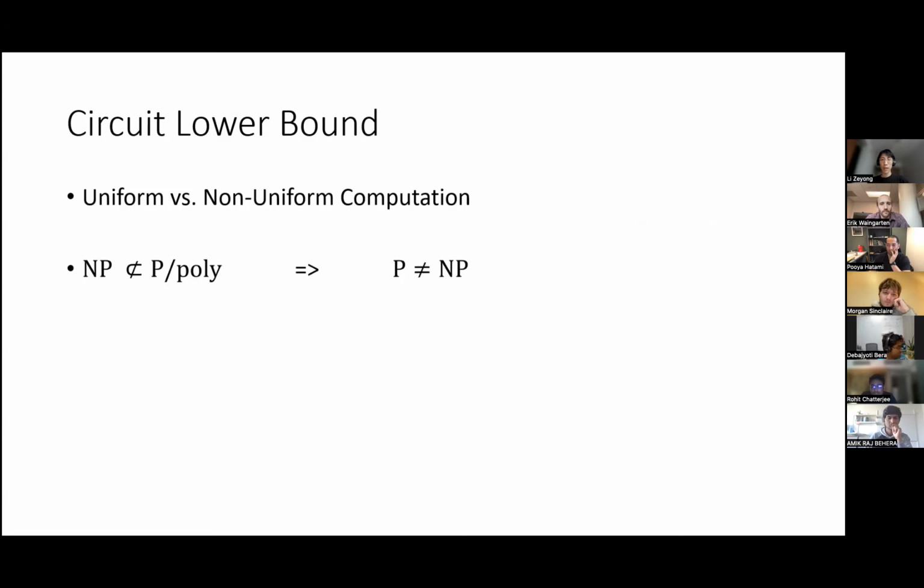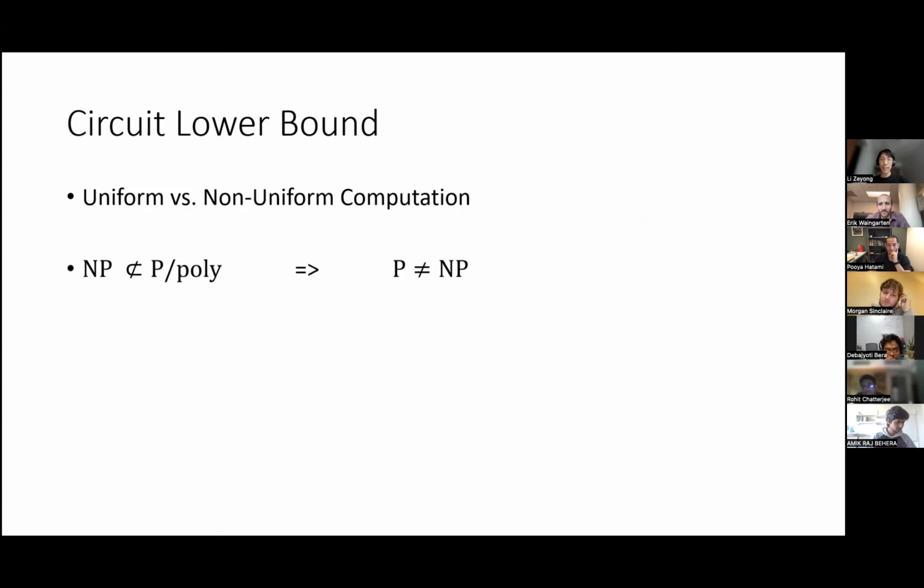So let me start by motivating the study of circuit lower bounds. At a very high level, it studies the difference between uniform and non-uniform computation, say, Turing machines versus circuit families. And there will be very good consequences if we can prove very strong circuit lower bounds. For example, if we are able to show that NP is not in P/poly, then straight away we show that P is not equal to NP. And I hope everyone will be happy, of course, for that.